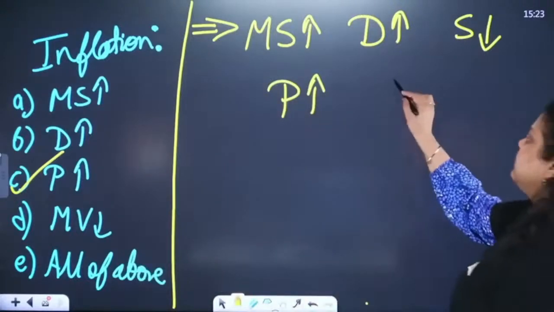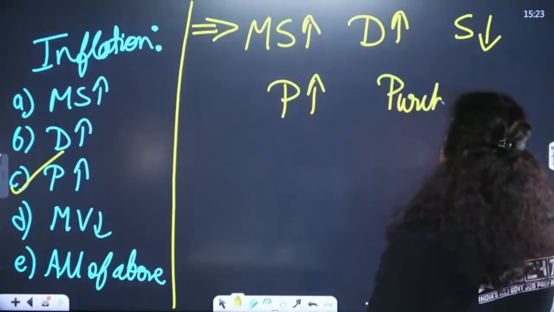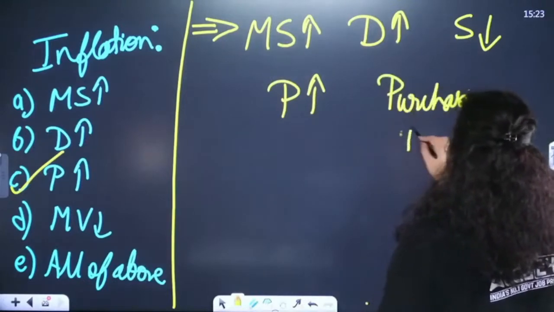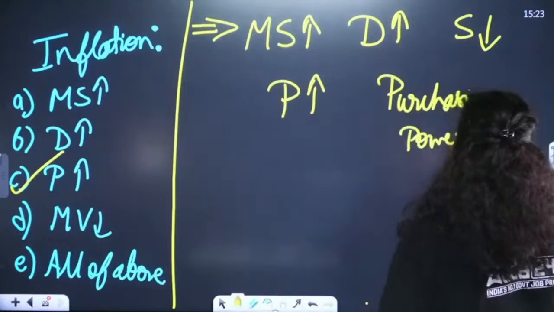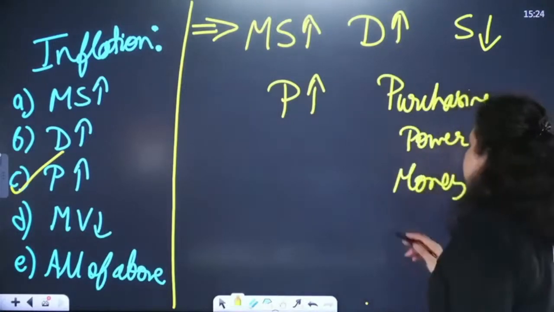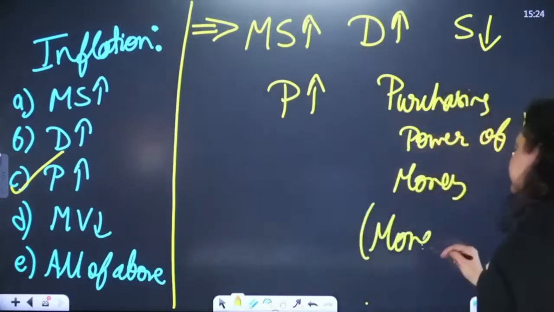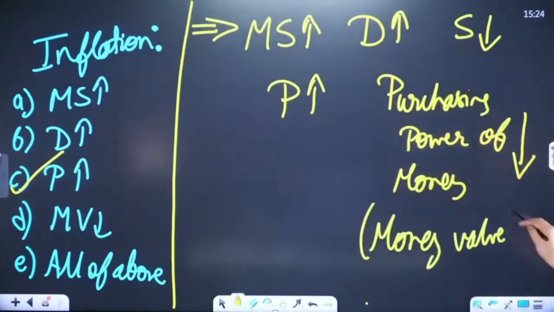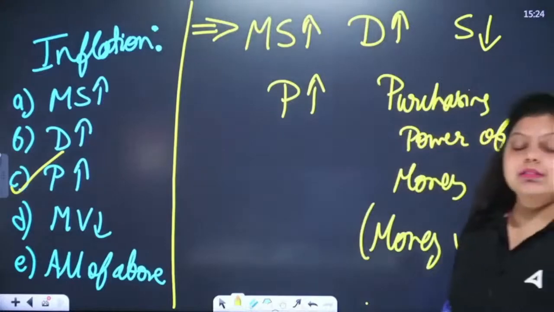Increase. In that situation, the purchasing power of money will decrease. Purchasing power of money, or you can call it money value also. The money value will decrease. Why is the money value decreasing? The reason behind it is because the prices are increasing.